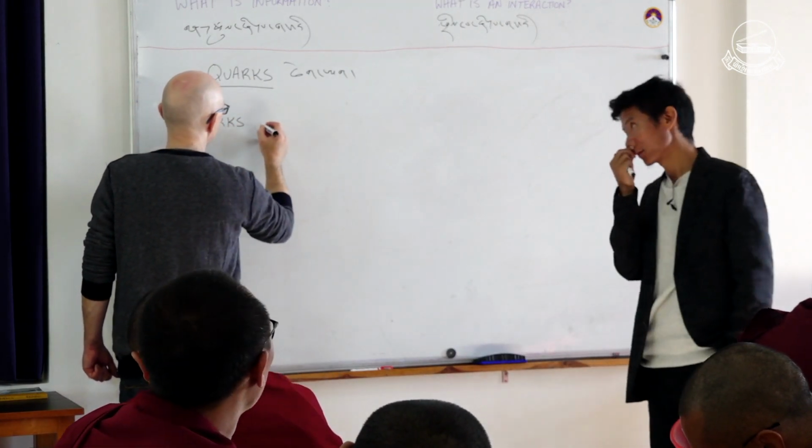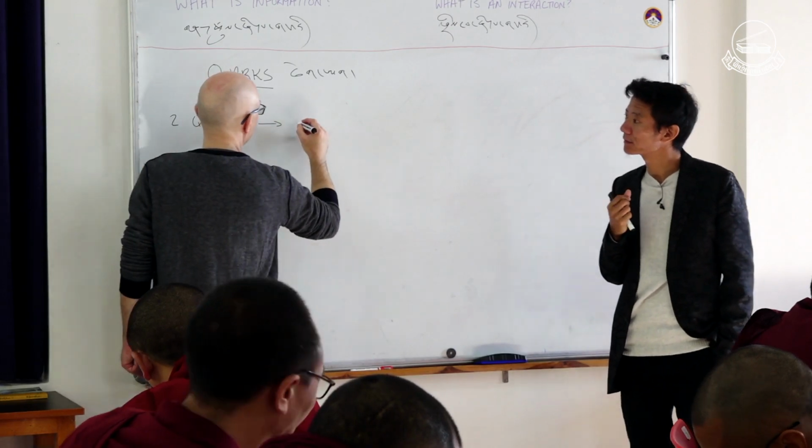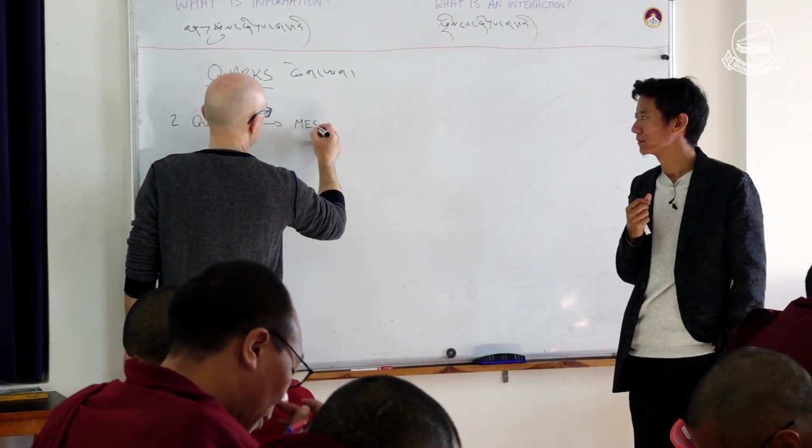So, if we have 2 quarks together, they're usually called a meson.